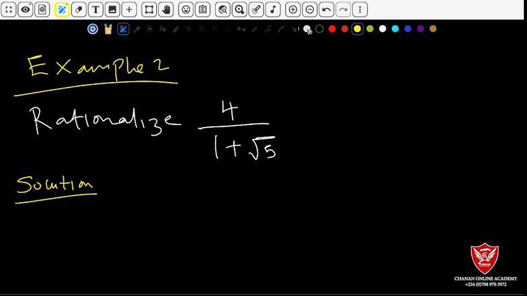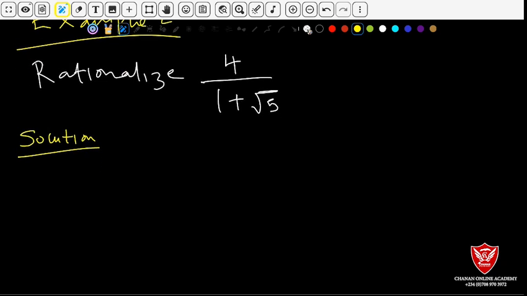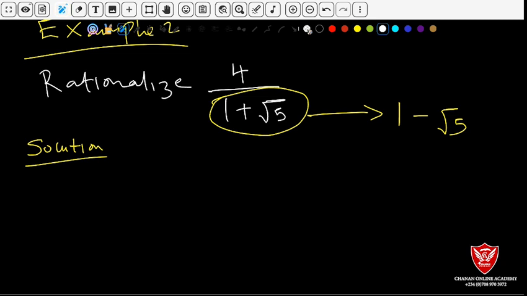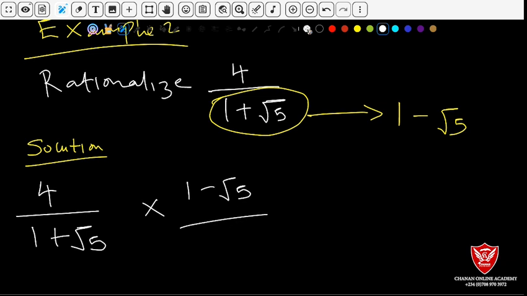All right, so we're asked to rationalize this. So for us to rationalize this, we must also take note, don't forget that the conjugate of this is 1 minus root 5. Okay, so that's what we're going to use to multiply the bottom and the top. So we have 4 over 1 plus root 5 multiplied by 1 minus root 5 over 1 minus root 5.